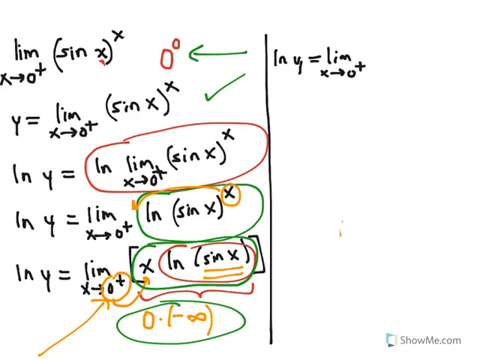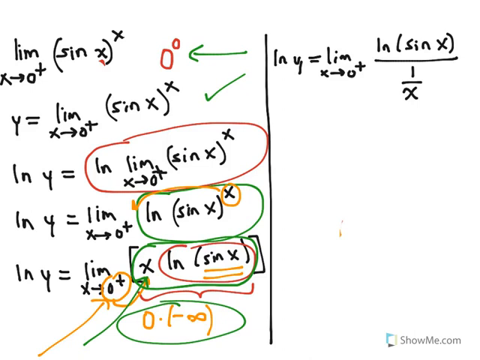Multiplying by x is what we have here, right? We have natural log of sine x being multiplied by x. But multiplying by x is the same as dividing by the reciprocal of x, which is 1 over x. So we can rewrite x times the natural log of sine x as the natural log of sine x divided by the reciprocal of x, 1 over x.